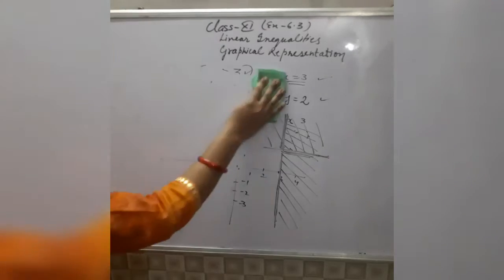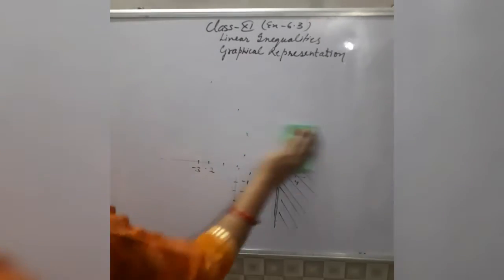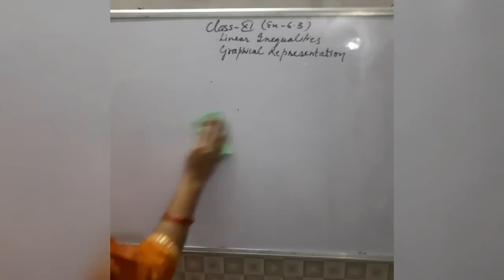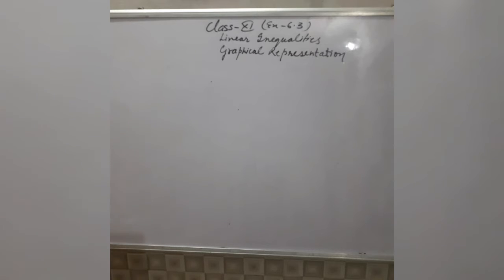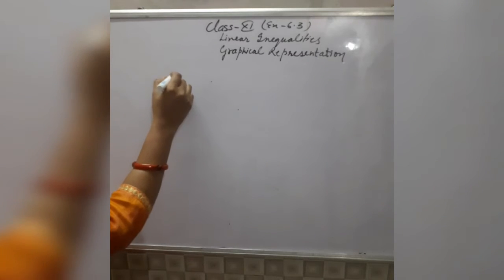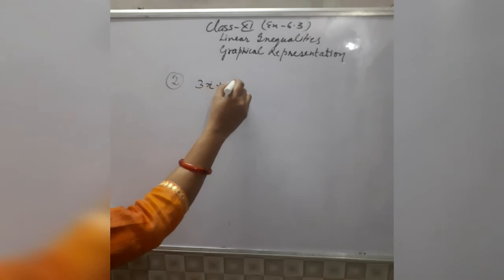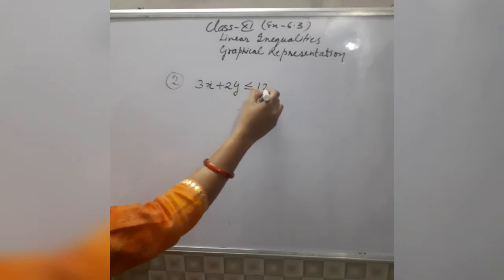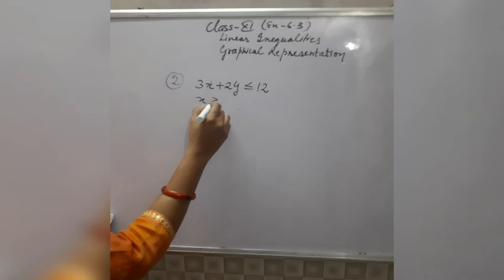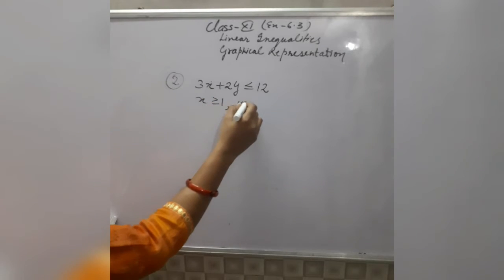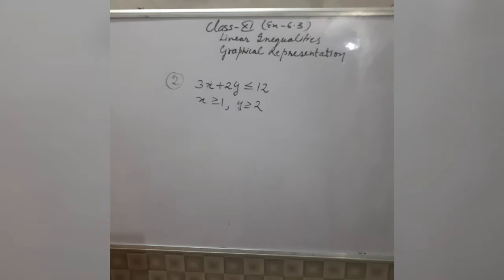Now see question number 2. The system is 3x plus 2y less than or equal to 12. Second is x greater than or equal to 1 and y greater than or equal to 2.